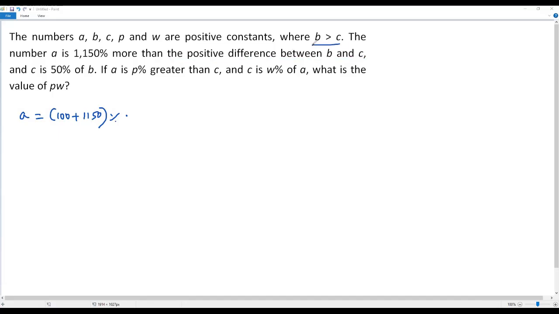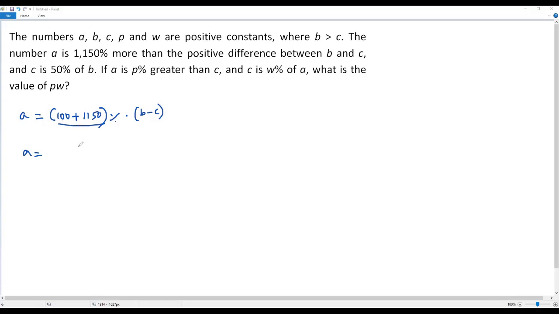We know that B is greater than C, that is B is bigger and C is smaller. Now to get the positive difference between B and C, we have to subtract the smaller value C from the bigger value B. That is B negative C represents the positive difference between B and C. Okay, here I have written the statement, that is a number A is 1150% more than the positive difference between B and C. Okay, now let me continue in the next step.